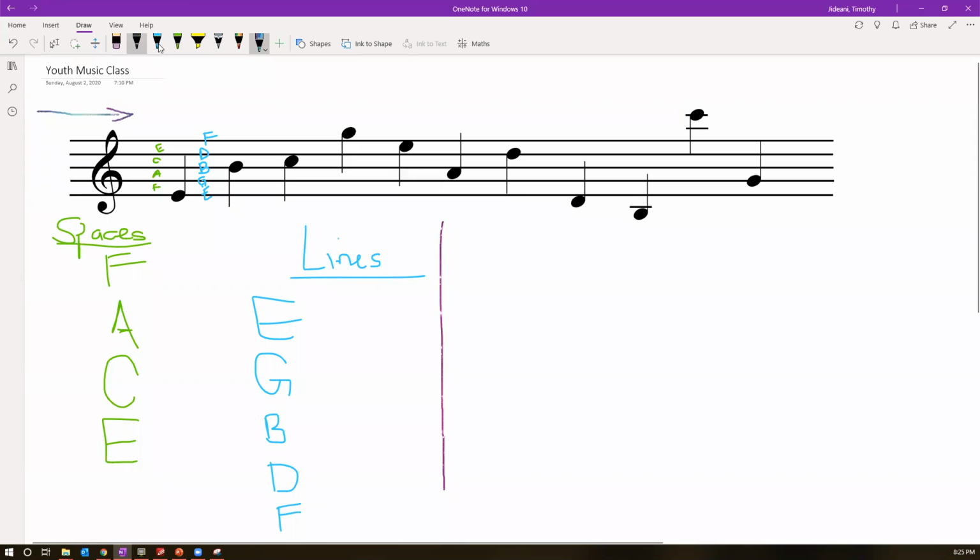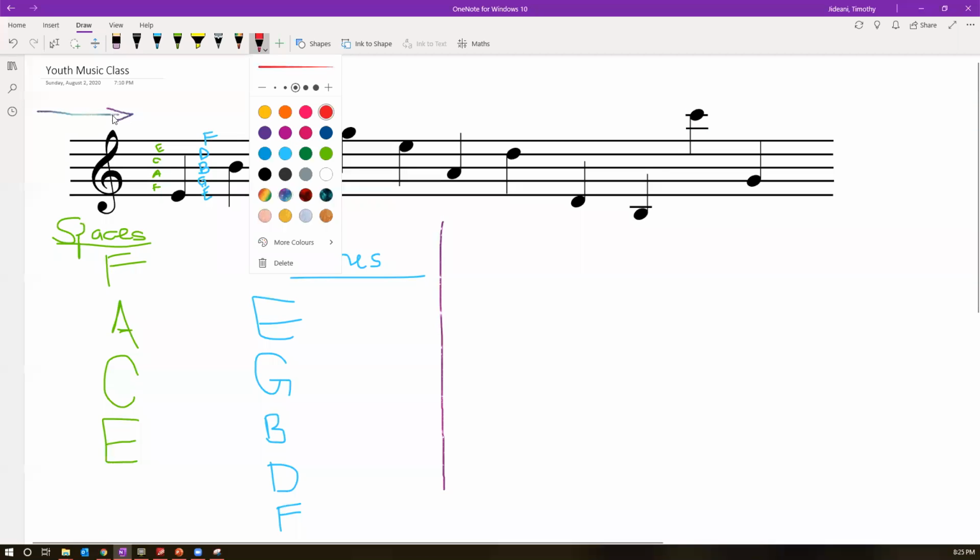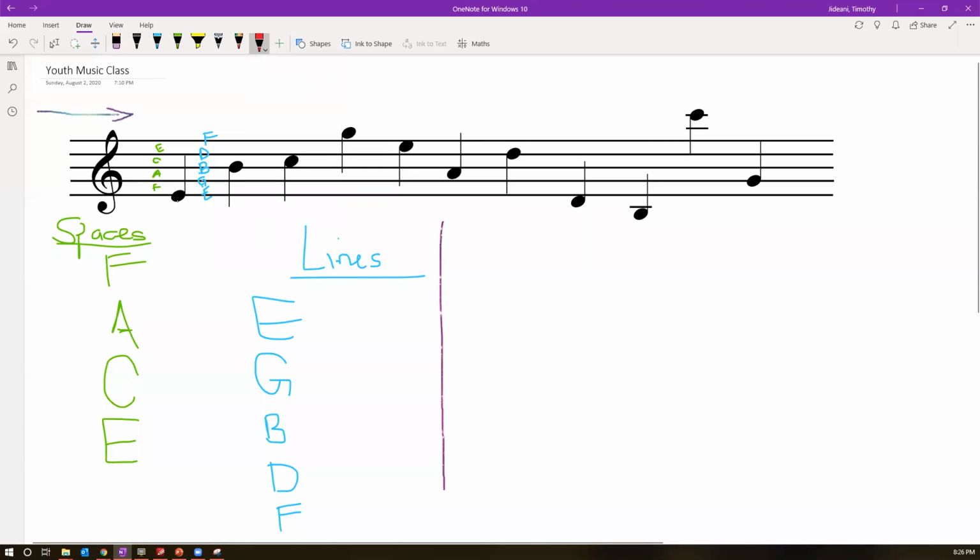That is not a nice color. I'm just going to choose red. Okay, so remember, we read music from left to right. So we're starting from there. Now that's E. Okay, our first note is E.